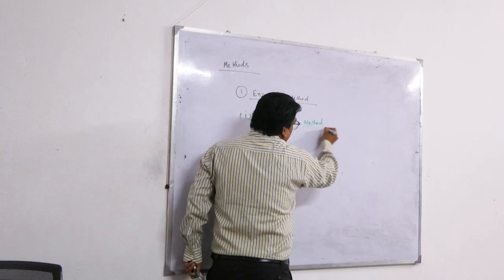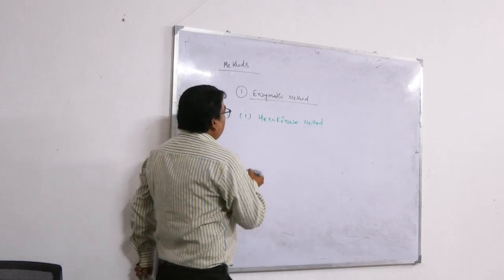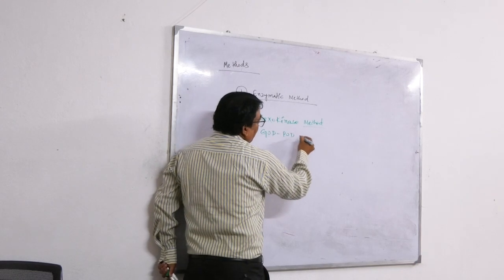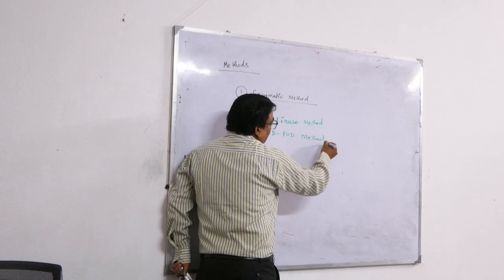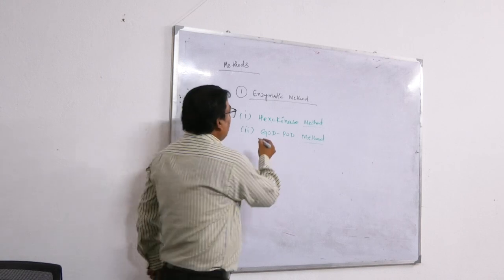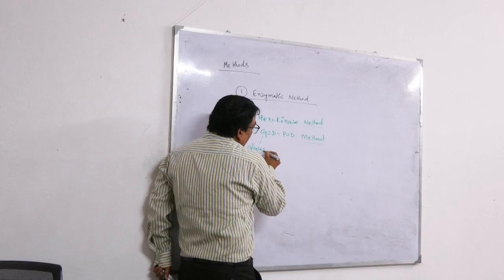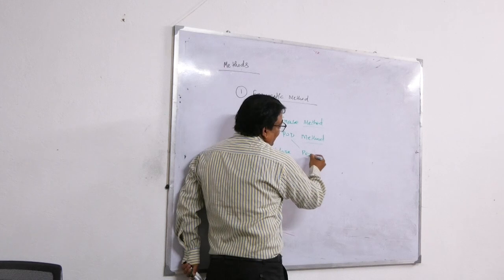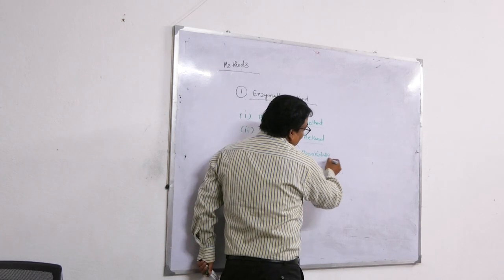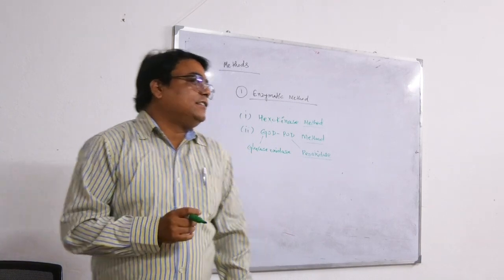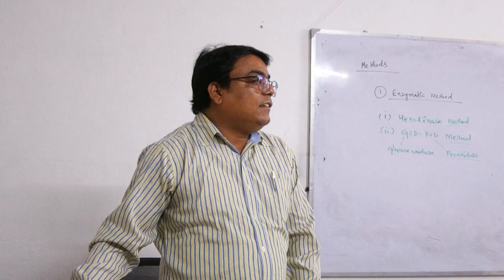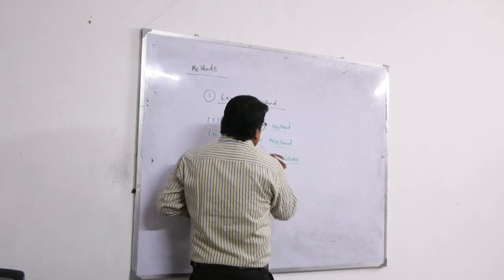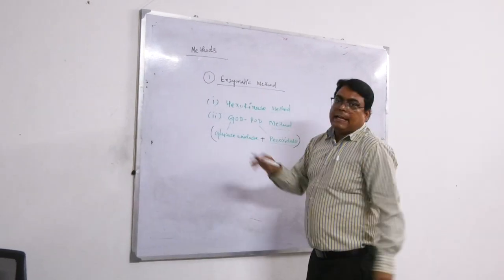I will ask the question after the class, so read carefully. Hexokinase method. The second method is GOD-POD. GOD stands for glucose oxidase, and POD for peroxidase method. Madam, why are you late? Glucose oxidase peroxidase method. So both of these, GOD-POD, are enzymatic methods.